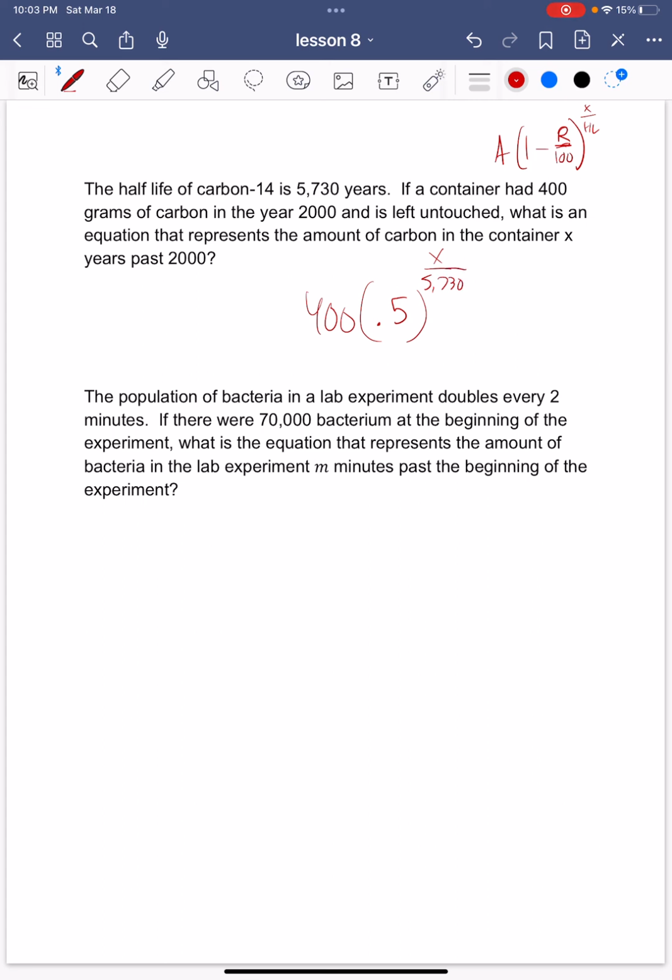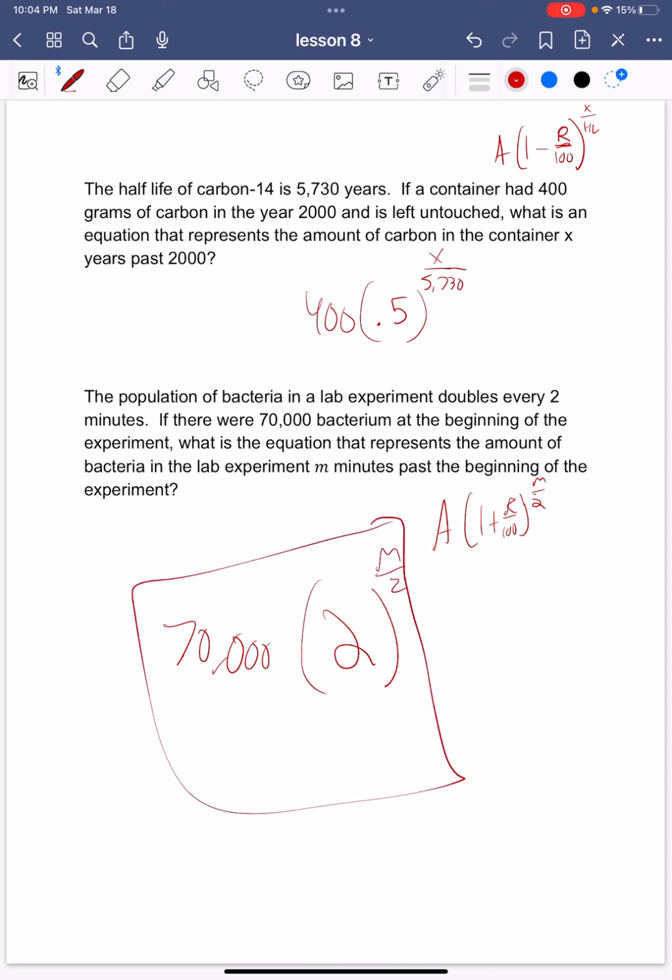The population of bacteria in a lab experiment doubles every 2 minutes. There were 70,000 bacteria at the beginning of the experiment. What is the equation that represents the amount of bacteria in the lab m minutes past the beginning of the experiment? Well, that's exponential growth, which is A times 1 plus R over 100 to the t, but it doubles every 2 minutes, so it's going to be to the t over 2. But it's also m minutes, so it's not going to be t anymore, it's m. The A value is 70,000. It says it doubles every 2 minutes, and another way of saying doubling is to multiply by 2. And this is every 2 minutes, so we have to the m over 2. That's it. Hope you learned.